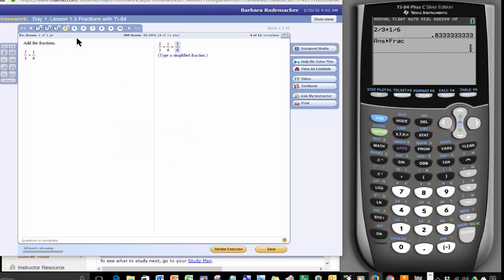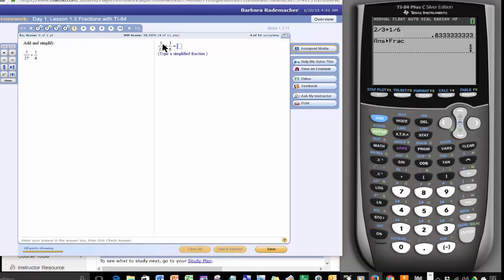All right, let's do number 5. Remember, you can pause this recording, you can backtrack it, so you can always go over and over and over something you didn't quite understand.